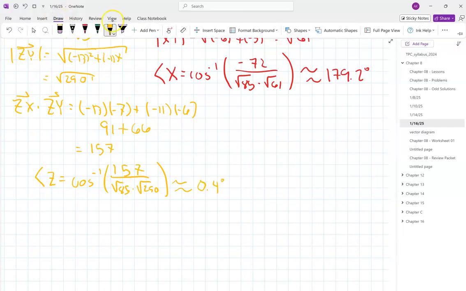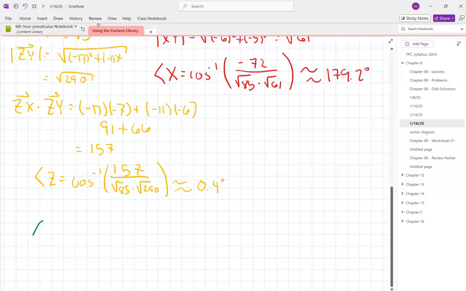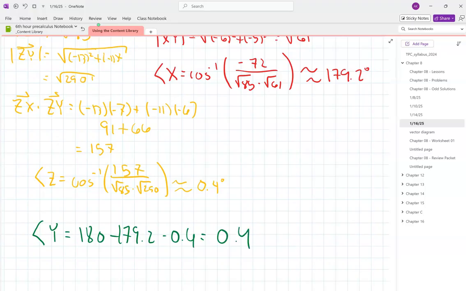And then the easiest one we'll have to do, angle Y will be 180 minus 179.2 minus 0.4. So 0.4 again. Yeah, just kind of sucky in that there's a lot to do if you have to do it for 3 angles, and you're given coordinates instead of components. It's just like extra steps.